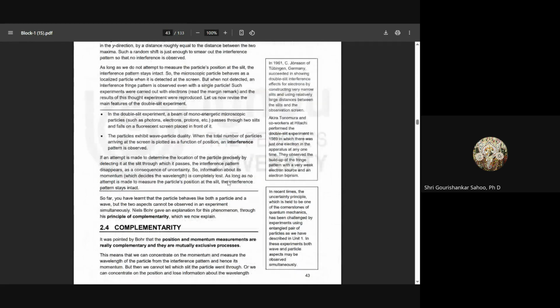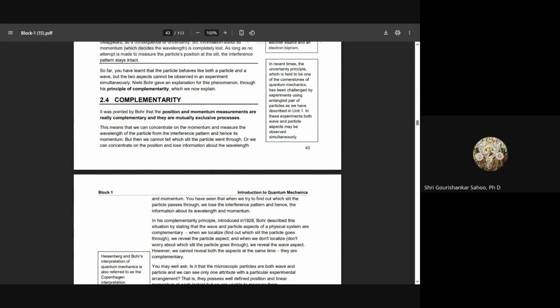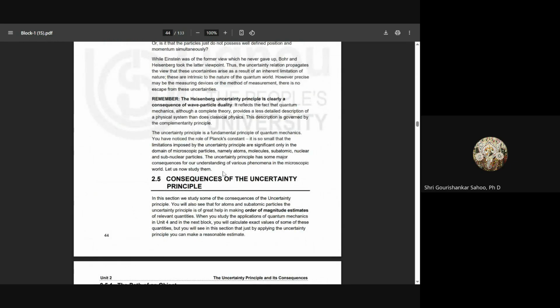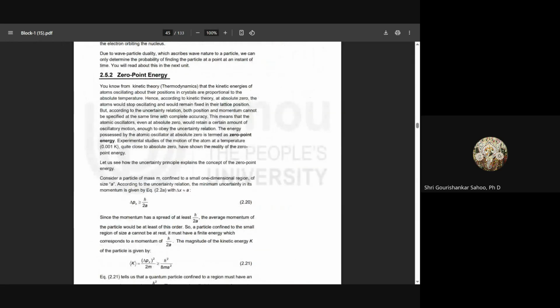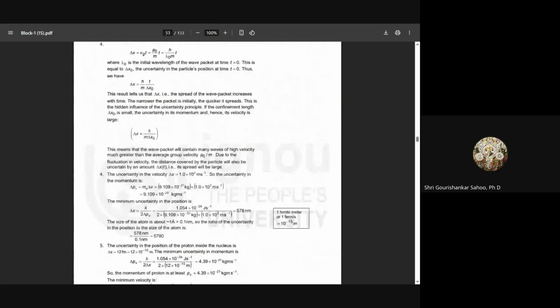Complementarity in Hilbert space, in the Heisenberg picture, we have discussed today. And in the Schrodinger picture, we have discussed it earlier, and let us again discuss it. Position and momentum measurements are really complementary and they are mutually exclusive processes. And the Heisenberg uncertainty principle is applied to it. And the Heisenberg uncertainty principle is clearly a consequence of wave particle duality. There are some examples we have discussed earlier.